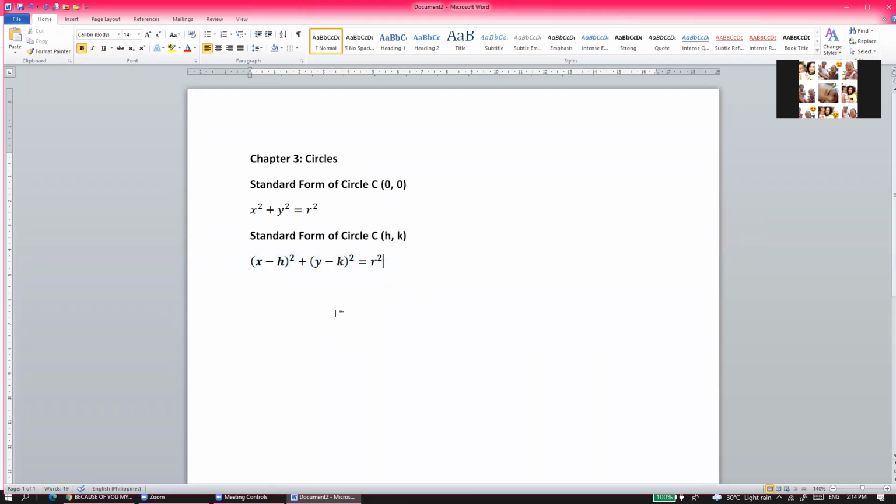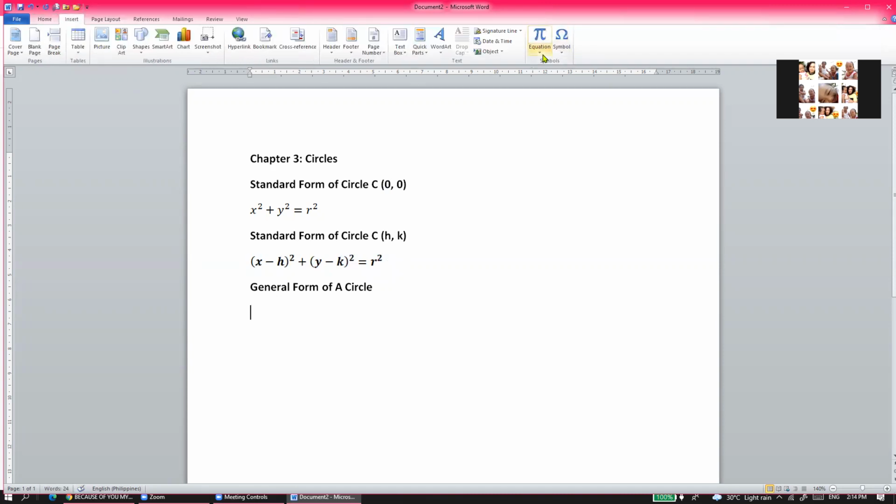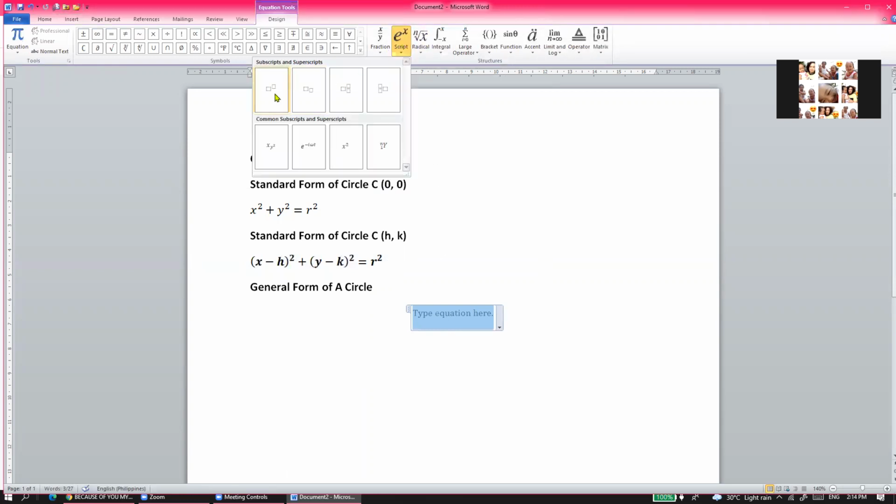Now, maliban sa dalawang formula na yan, always remember that if we have a standard form, we also have the general form of a circle. Just like sa straight line, kung may iba-iba tayong format, may general form tayo. So, general form of a circle. And we have its formula as like this. So, yung unang formula ng general form of a circle na aking i-deliver is this one.